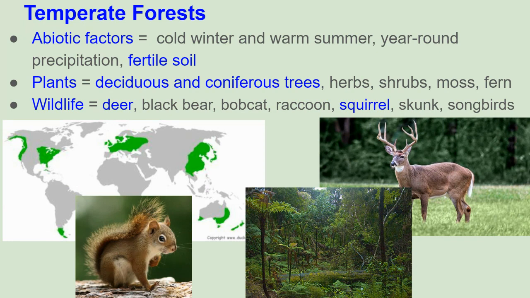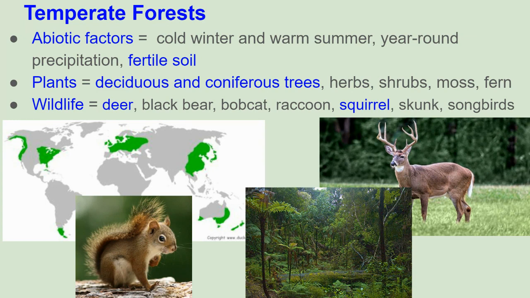Next up, we've got the temperate forest, and this one you might be most familiar with because we happen to live in a temperate forest area. So if you look at the map, you can see where Virginia is, and we live in a temperate forest. Some of the abiotic or non-living factors here are very cold winters sometimes, but warm summers. It gets pretty warm here. There is year-round precipitation, so we get rain no matter what time of the year it is, no matter what season. And we have very fertile soil.